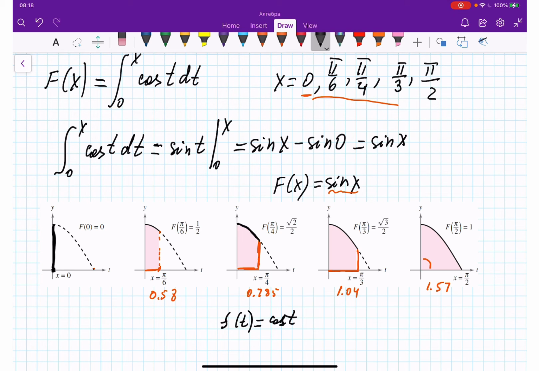Cosine t from 0 to x, right? Okay. And the area is changing from 0 all the way till half a pi, correct? And f of half a pi is equal 1, right? And that's what we have. The entire quadrant is shaded at the end.